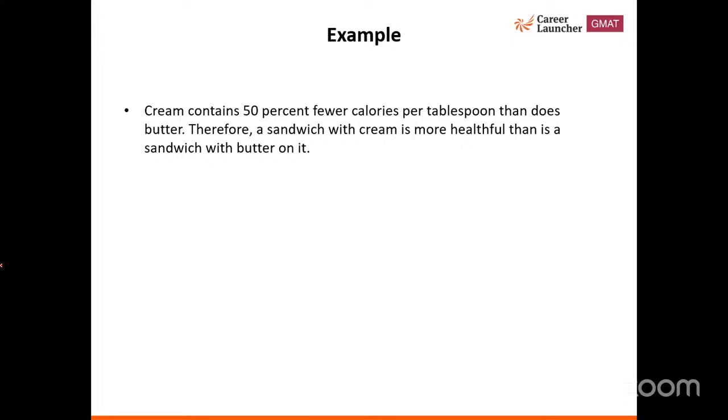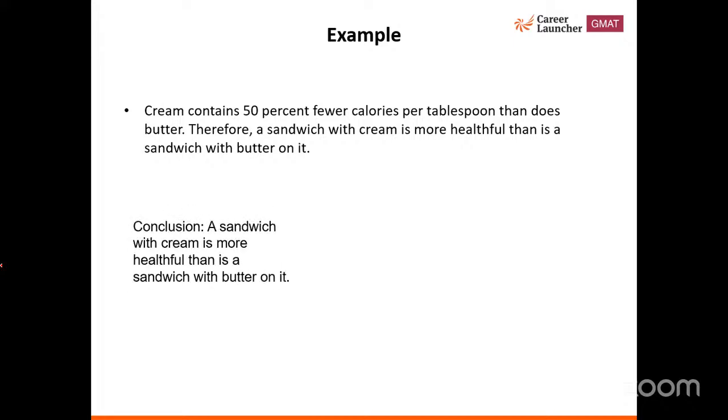All right. So here, guys, let's have a look. Now, conclusion is the main point, the central idea. So it should be relatively easier to spot for you as well, right? So the conclusion is that a sandwich with cream is more helpful than a sandwich with butter on it. Now, all you have to do is once you have your conclusion, ask yourselves, why is that the conclusion, right? Why is the author concluding this?